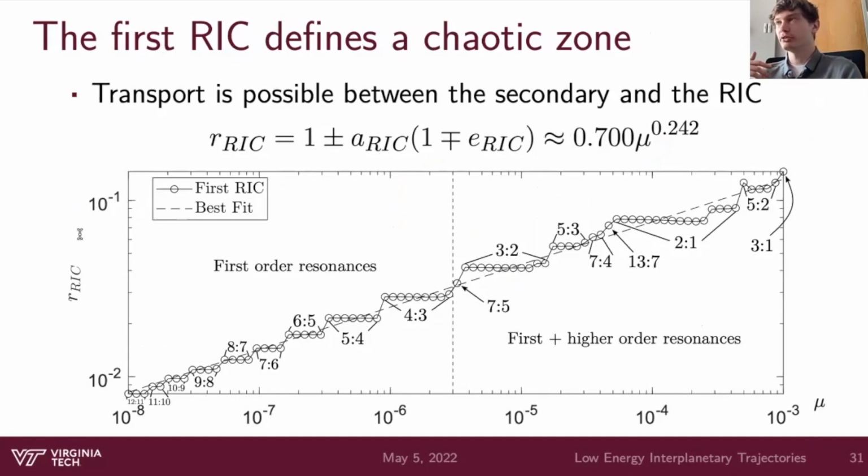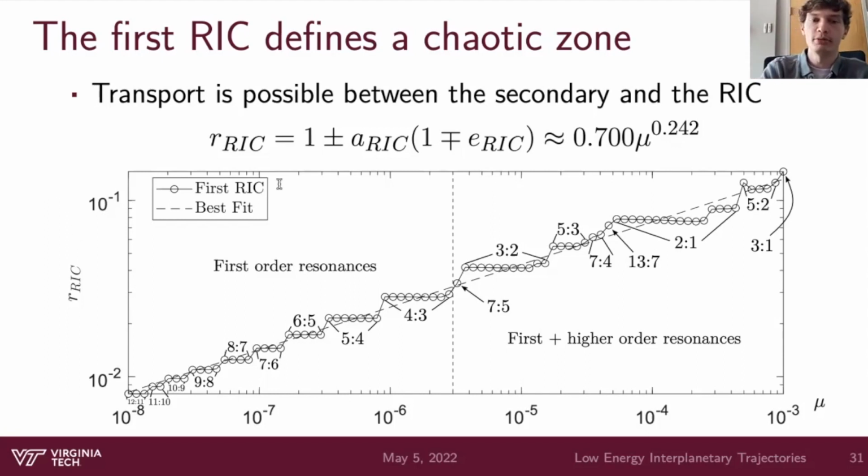What we're really concerned with is the first RIC. So you have your secondary, and then you can start moving away from your secondary, right? And then eventually you get too far away. So there's going to be a rotational invariant circle, and we're interested in finding that one, the first one that appears.